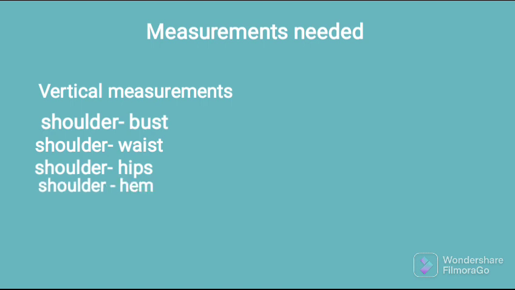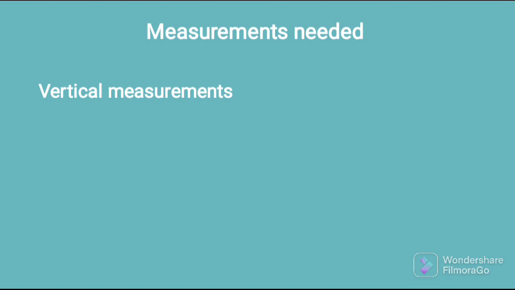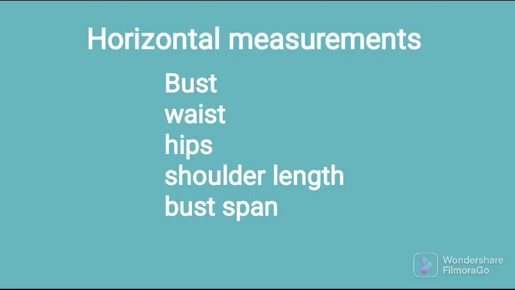Then we also have horizontal measurements as well, such as the bust measurement, which is 36 in this case, the waist measurement, which is 30, the hip, which is 42, the shoulder length, which is 8 inches, that's 16 divided by 2, the bust span, which is 8, the bicep and the wrist opening.